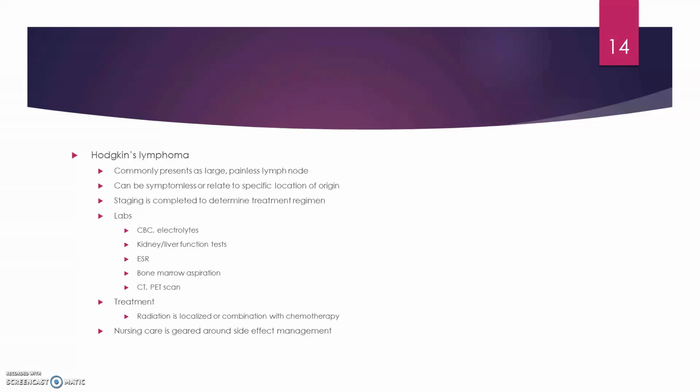So with Hodgkin's, like I said, this is more common, and commonly this will present as large painless lymph nodes. It usually doesn't hurt them, but it's just kind of a big bump. Tends to be symptomless. So to diagnose it, we're looking at CBCs, electrolytes, kidney and liver function, ESRs, bone marrow aspirations, and CT and PET scans. Treatment, so like I said, either radiation or chemotherapy at that site. And then, of course, trying to minimize those side effects.